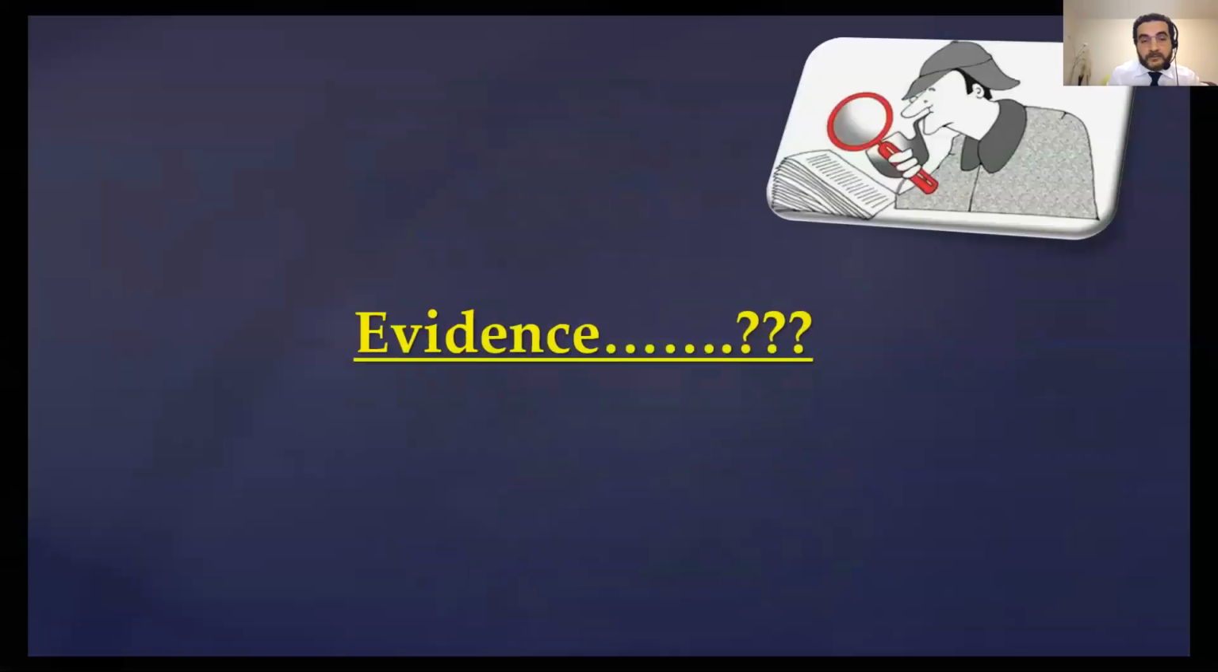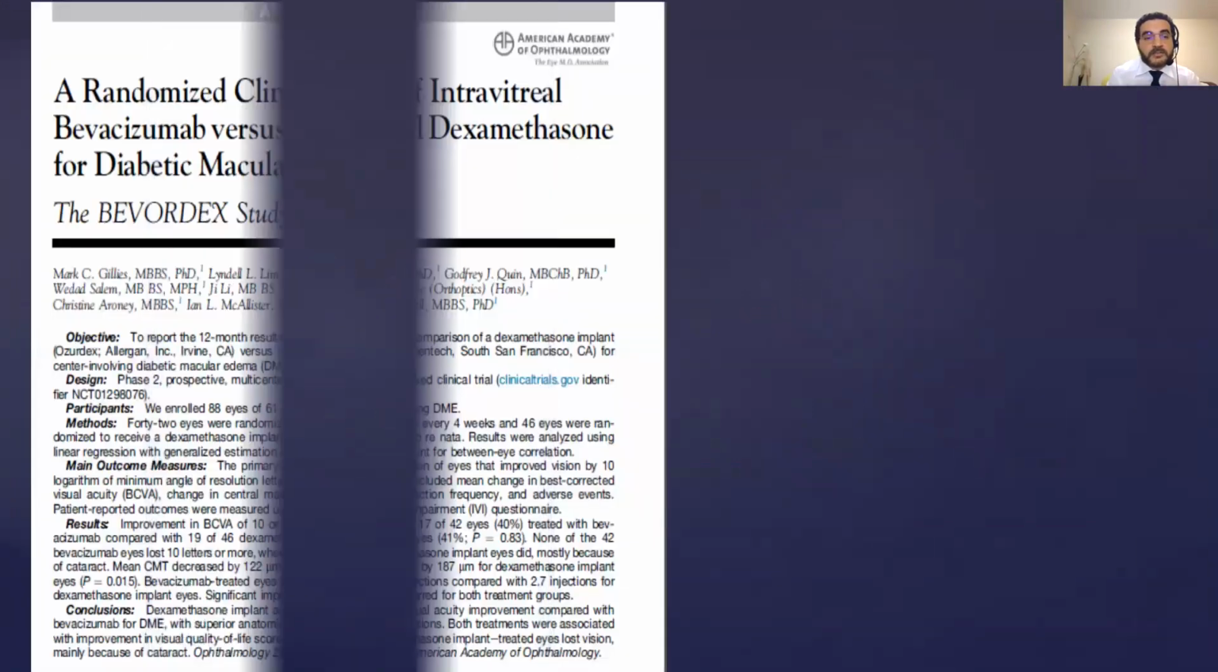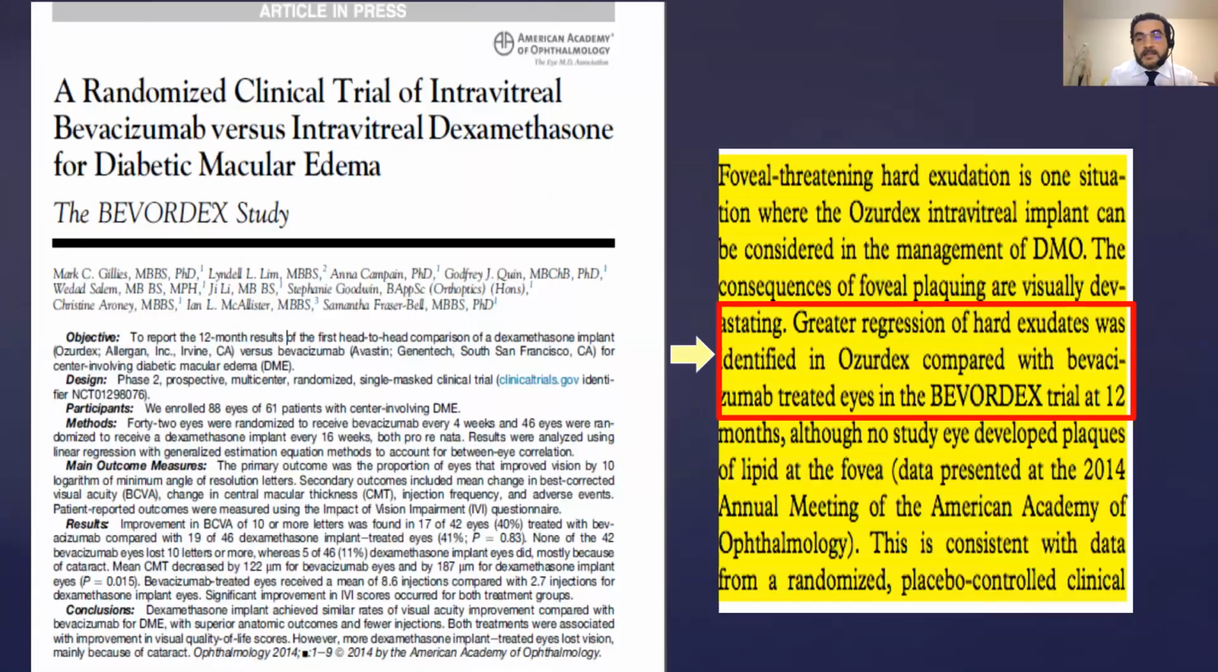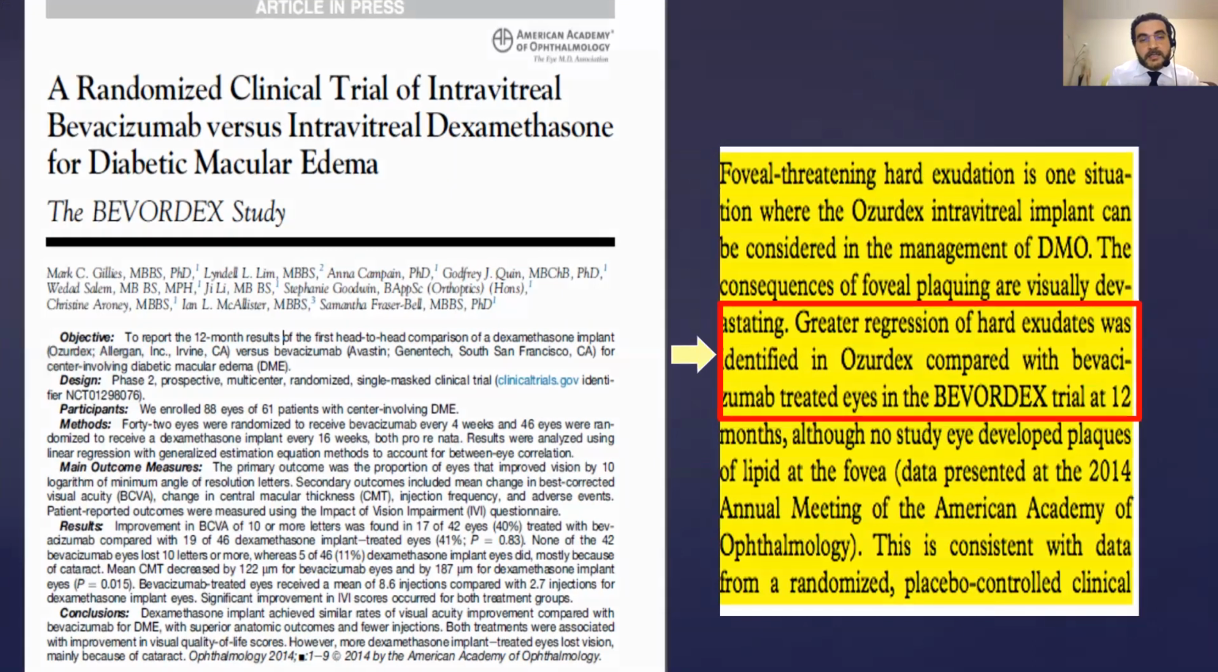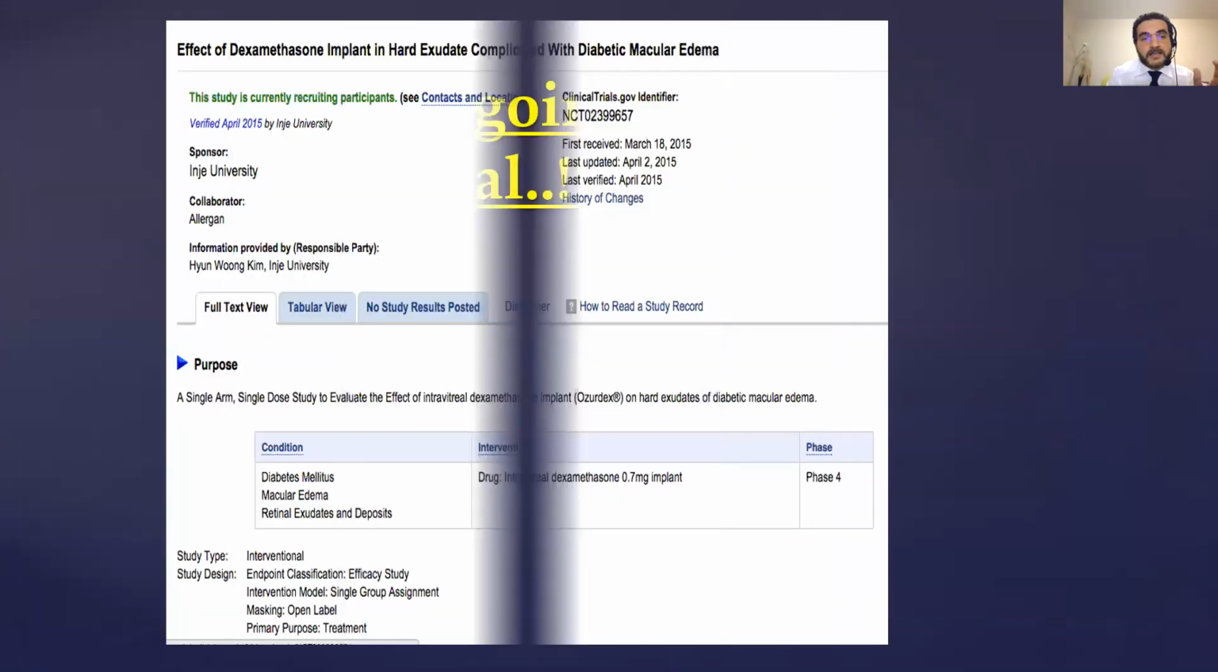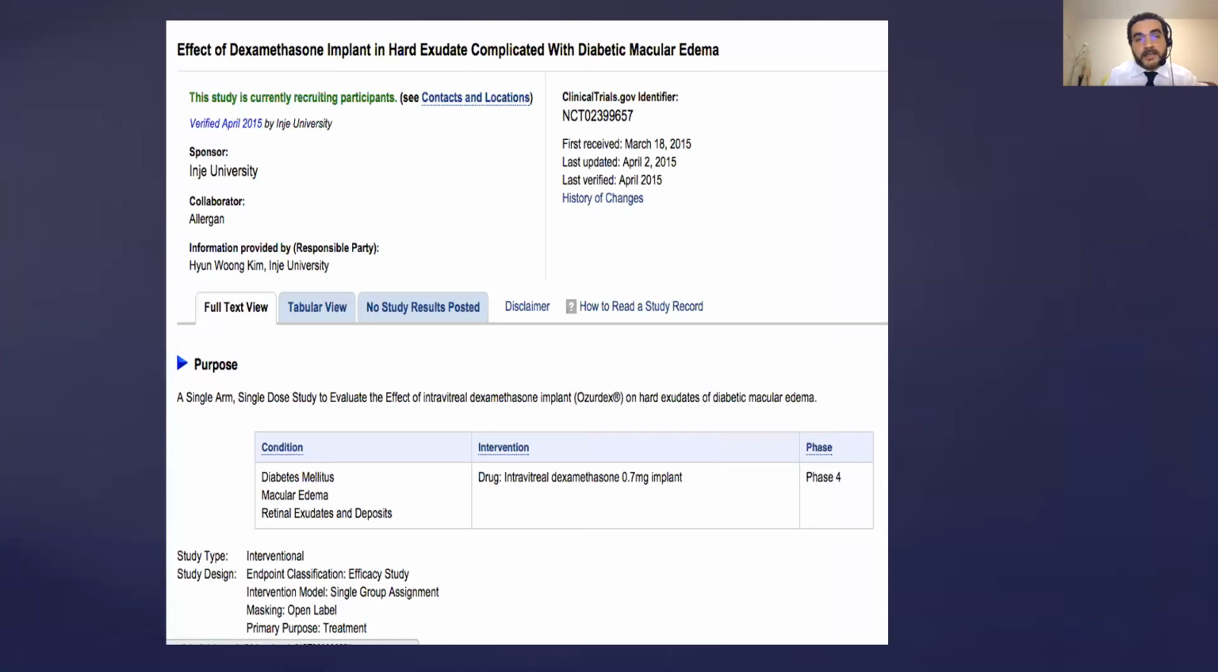If you look at the evidence for that, we all know about the BEAVER-DX trial. They found that the dexamethasone implant has a much higher incidence of greater regression of hard exudate and dilution of that. And there is also another ongoing trial studying the effect of dexamethasone implant on hard exudate of diabetic macular edema. So I believe that using dexamethasone implant or steroid in patients with hard exudate at an early phase will prevent accumulation of this hard exudate at the fovea, which leads us to permanent visual loss.